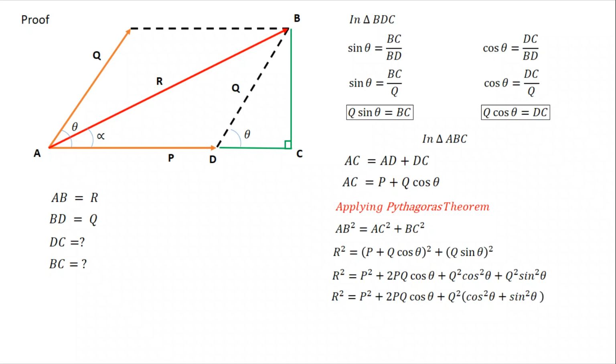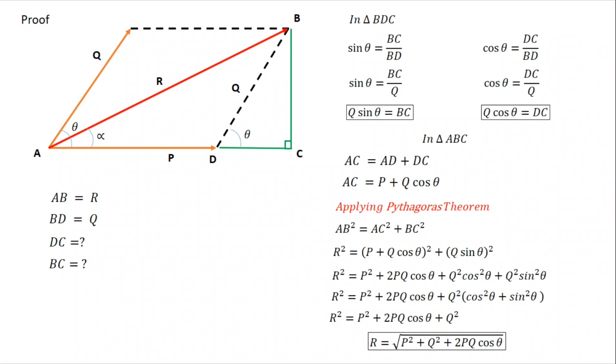So Q square from the last two terms is a common term, take it outside the bracket, and in the bracket take cos square theta plus sin square theta. We know the value of cos square theta plus sin square theta is 1. So simplifying this one: P square plus 2PQ cos theta plus Q square. Then take the square root of this, then we'll get the resultant. R is nothing but the square root of P square plus Q square plus 2PQ cos theta.